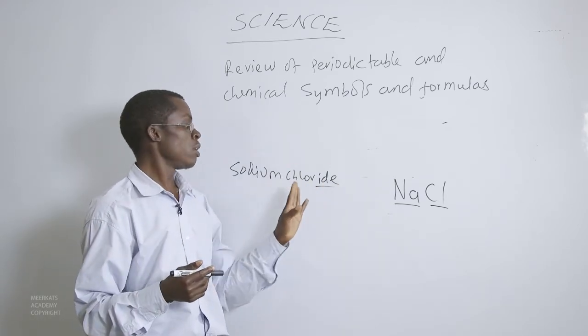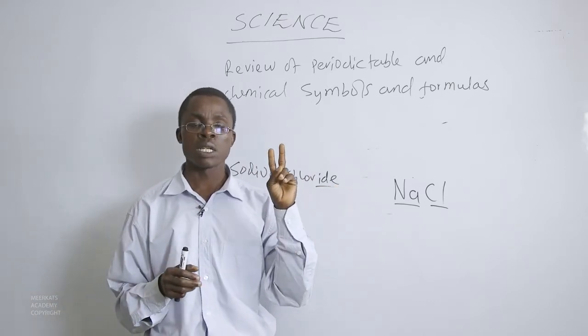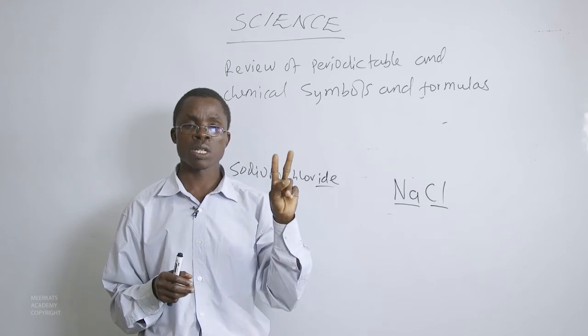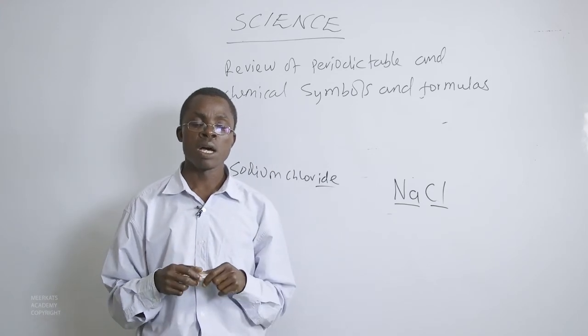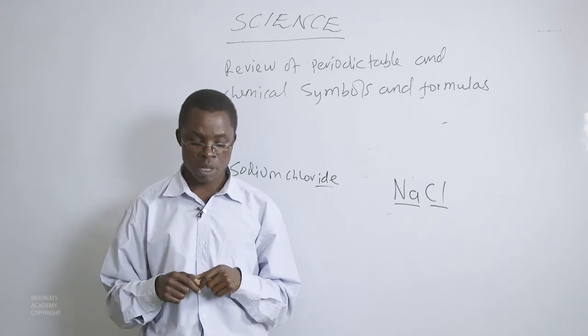That is how to get the names of various compounds, and vice versa. You can still get the formula from the name, especially for those compounds that have only two elements, and for those compounds that have an element and a radical.